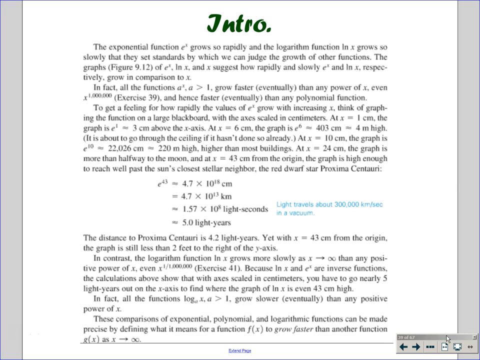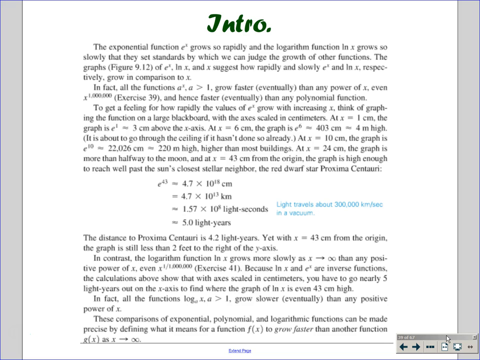The exponential function e to the x grows so rapidly, and the logarithmic function ln of x grows so slowly that they set standards by which we can judge the growth of other functions. The graphs of e to the x, ln of x, and x suggest how rapidly and slowly e to the x and ln of x, respectively, grow in comparison to x. In fact, all of the functions a to the x, for a greater than 1, grow faster, eventually, than any power of x, even x to the 1 millionth, and hence faster, eventually, than any polynomial function. Eventually, that's key. Sorry, keep going.